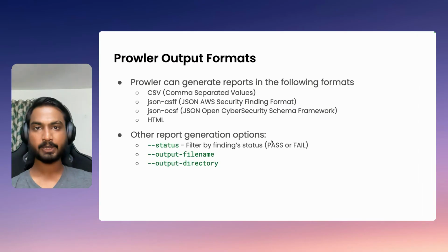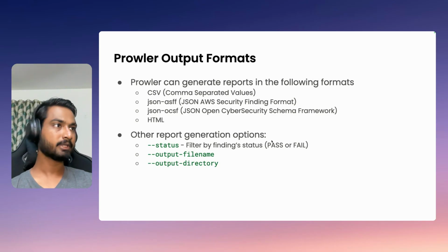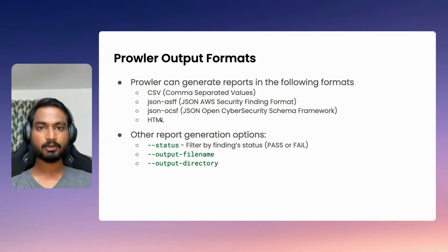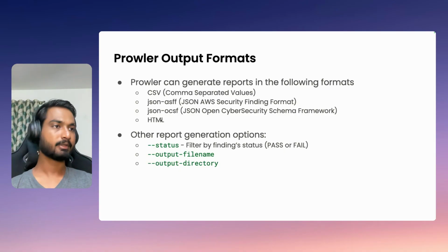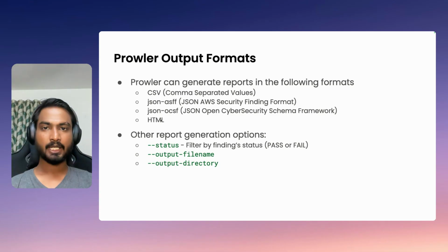And Prowler is also capable of generating another type of file, the JSON AWS security finding format. This file is generated when you integrate Prowler with Security Hub. By default, just the HTML, JSON OCSF, and CSV are created. And Prowler also gives you customization options. You can create an output file based on the finding status, or you could customize the output file name. And instead of using the output directory, you can create a custom directory name using the output directory option.